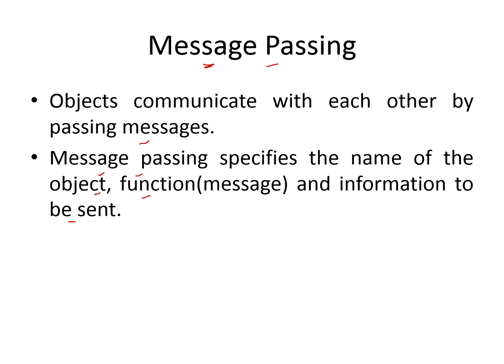In today's class, we have gone through the basic concepts of object-oriented programming: classes, objects, data abstraction and encapsulation, inheritance, polymorphism, dynamic binding, and message passing. These are the important characteristics of object-oriented programming, and based on these, procedure-oriented programming and object-oriented programming are differentiated. These are the differences between them. We have to study these in more detail in the next classes. Hope this is clear for you.